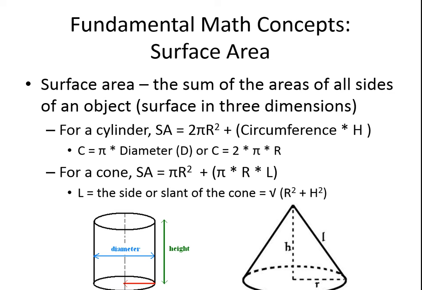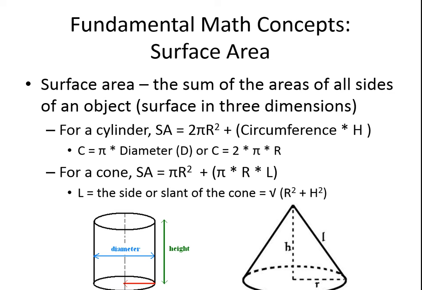So we're looking at the area that the object takes up in 3 dimensions, but only the outside area. Okay, if we're looking at the space that that object takes up in 3 dimensions, including the inside and the outside, then we're talking about volume, which is on the next slide. Okay, so the surface area is the area of all sides of an object.